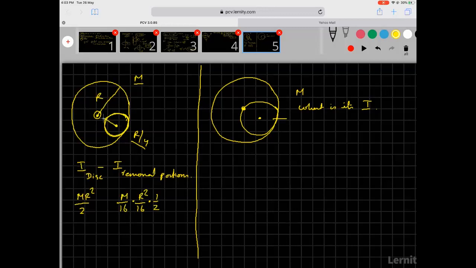Now you have to take it from here to here. So now this is r by 4, this is 3r by 4. So plus m by 16 into r squared by 16 into 9, that is (3r by 4) squared, so r squared times 9, this much. So now you get the moment of inertia of the removed portion. So now from this you have to subtract this amount.